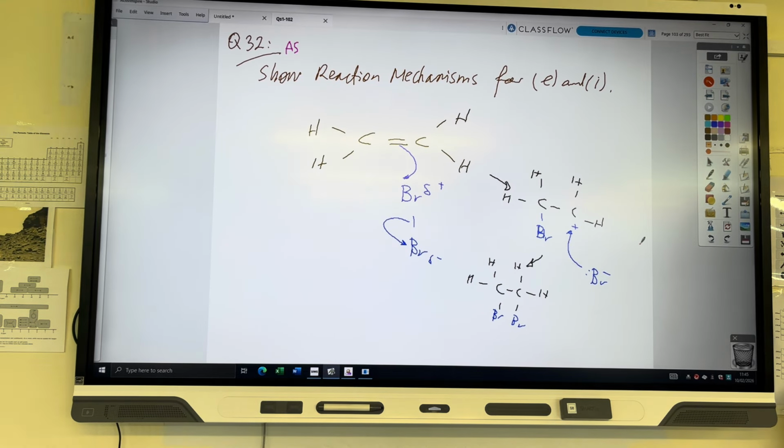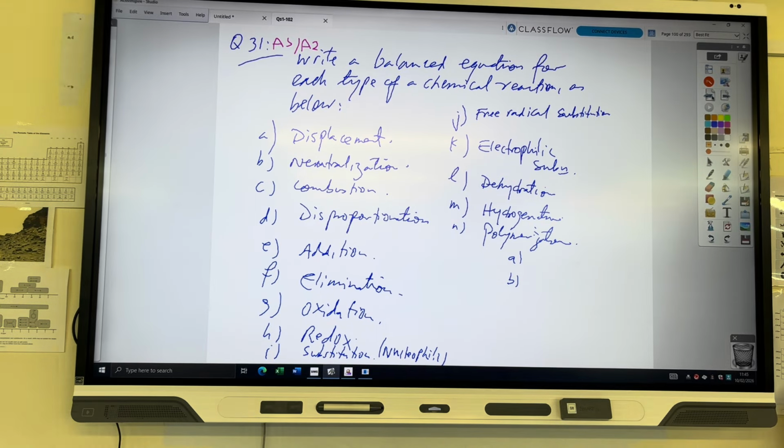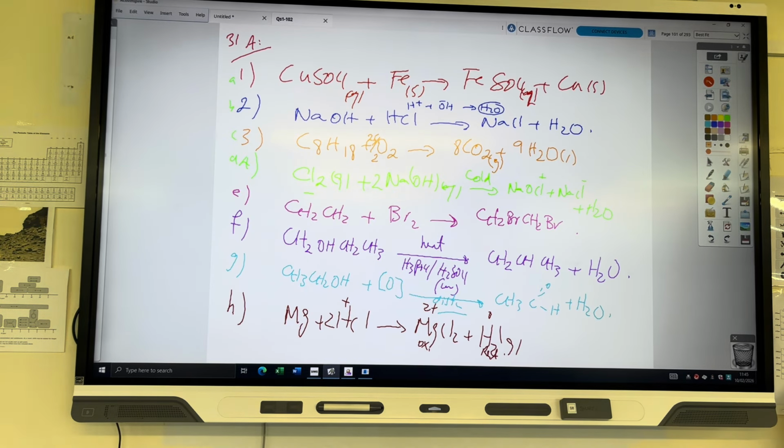Question 32, show the reaction mechanism for E and I. E and I as in E and I here. Alright?